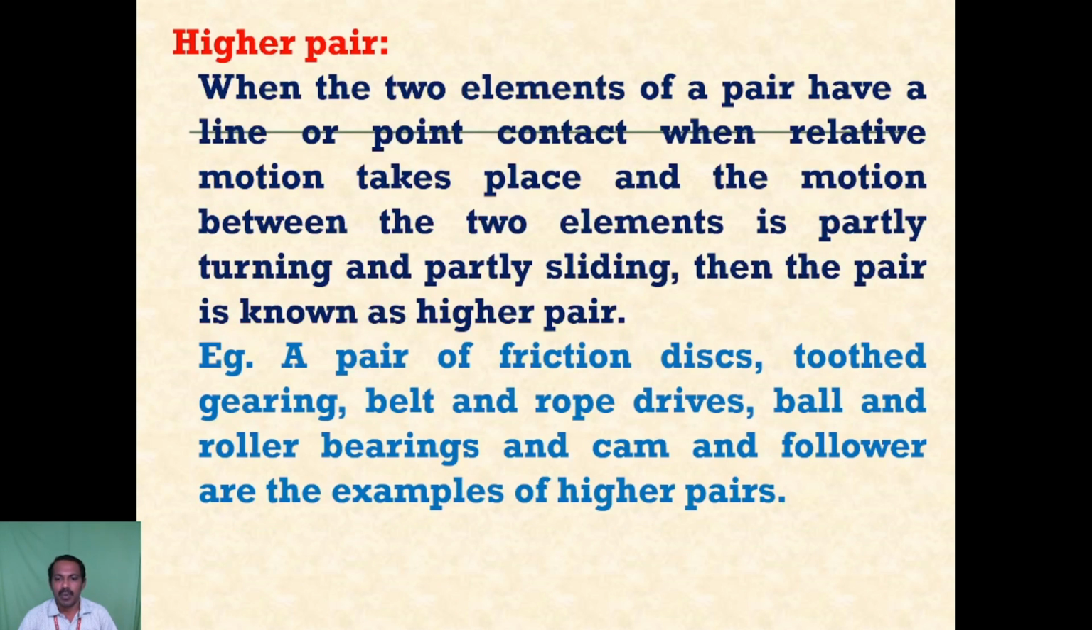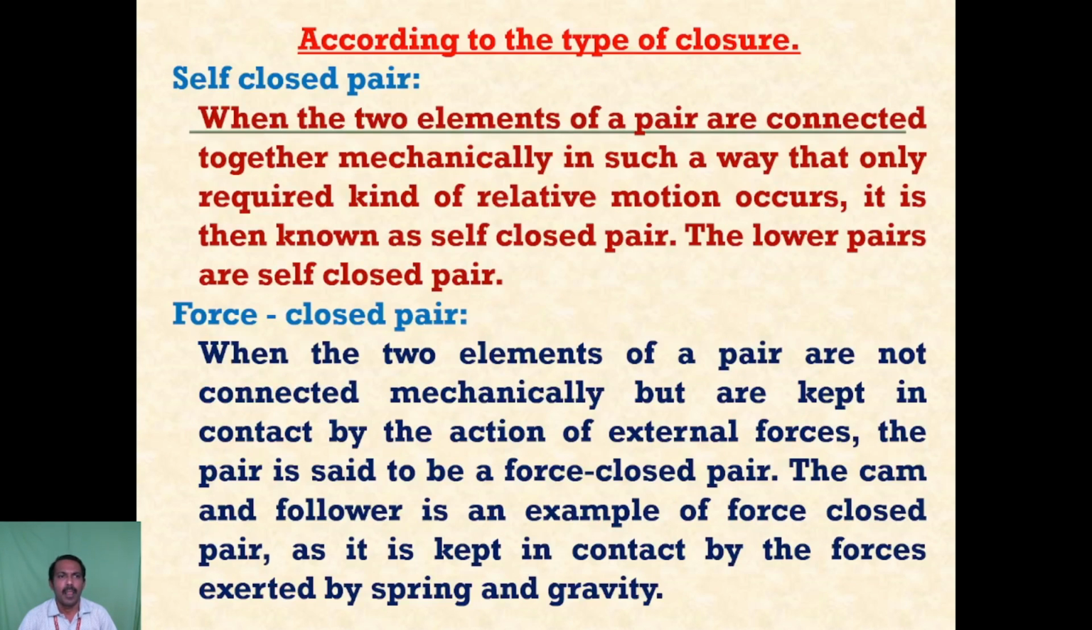Higher pair examples are bearing, cam and follower, ball and roller bearing, and rope drives. That's all. The next classification is according to the type of closure: one is a self-closed pair, the second one is a force-closed pair.